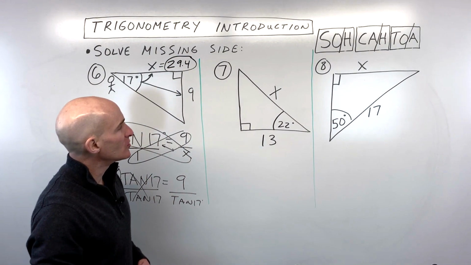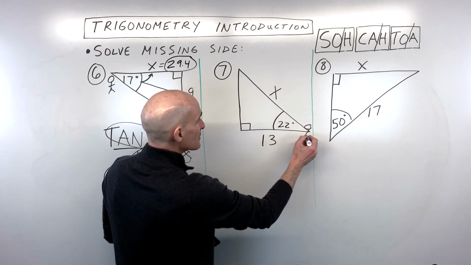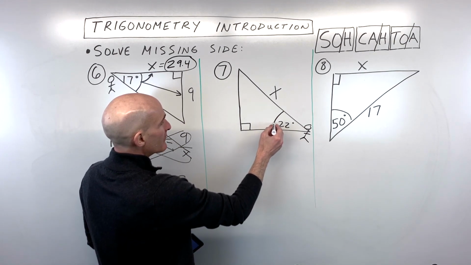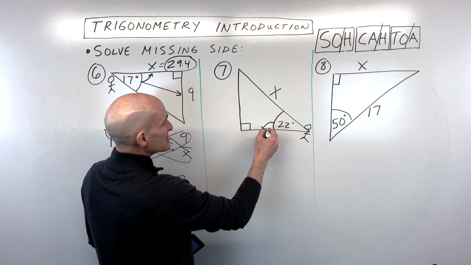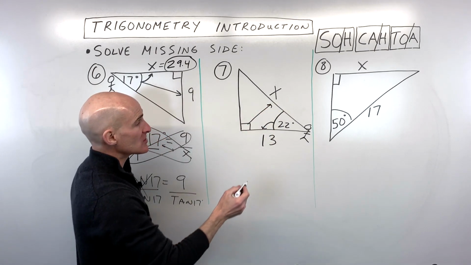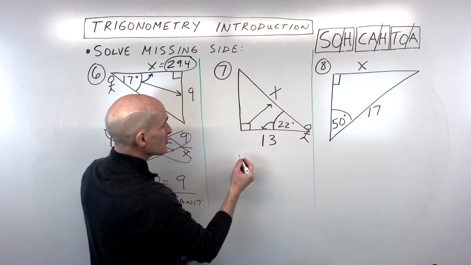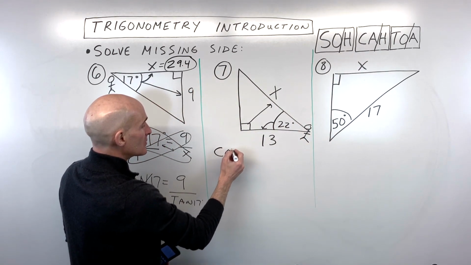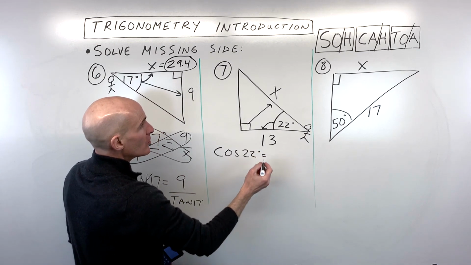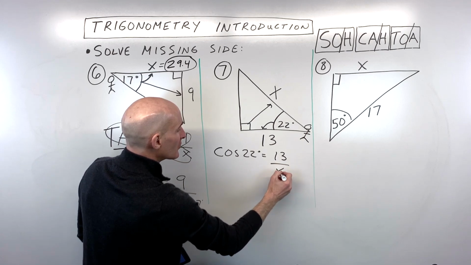So what did you do on this problem? Well, again, I like to draw my little stick figure person here, and then I think to myself, okay, this is the angle, and I've got the adjacent side, which is next to, and the one across from the right angle, which is the hypotenuse. So when I'm thinking adjacent and hypotenuse, we're thinking of the cosine ratio. So that's going to be the cosine of 22 degrees equals second letter over third, adjacent over hypotenuse.